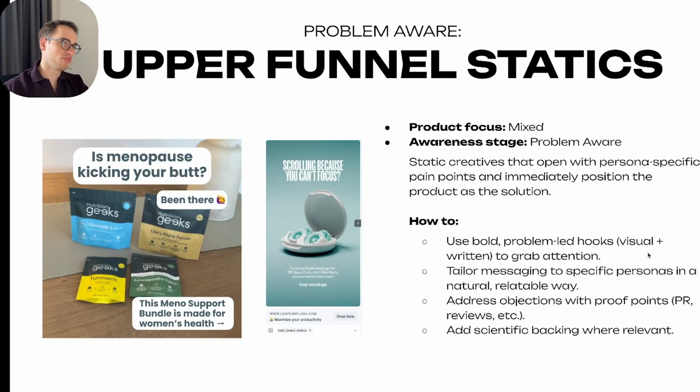Next, upper funnel statics. Again, we're also using problem aware. We're still in the problem aware stage, but using a bit more upper funnel statics. So statics are going to be specifically talking about pain points and immediately positioning the product as a solution. So the product is a focal point, as you can see on both statics. The key thing here is to have a very strong headline that speaks to the customer in their own language. So again, we need to do our research. Use bold problem-led hooks and tailor the messaging to specific personas.